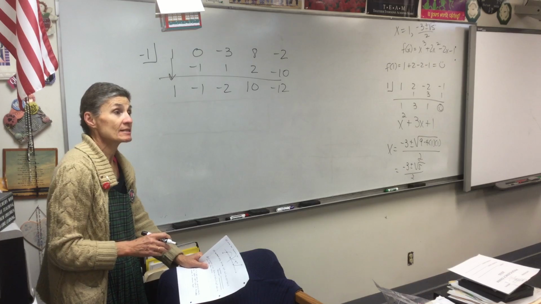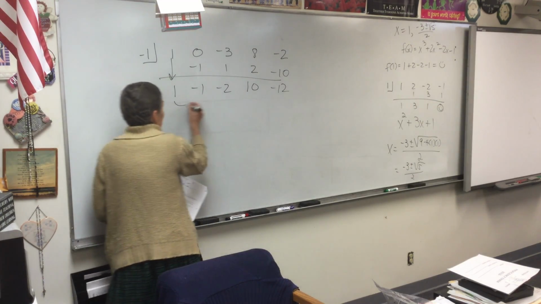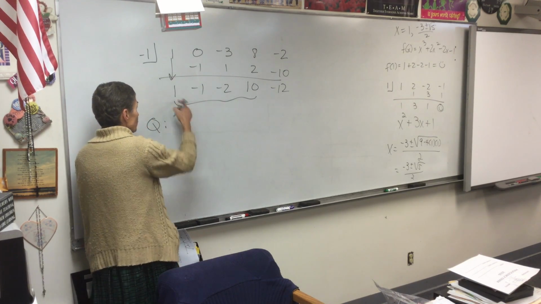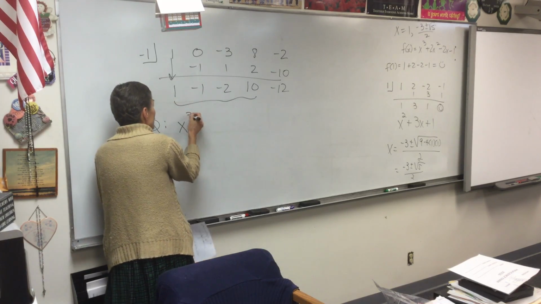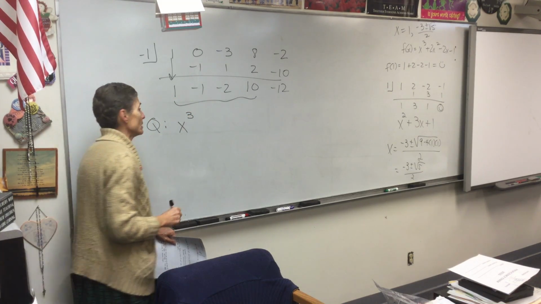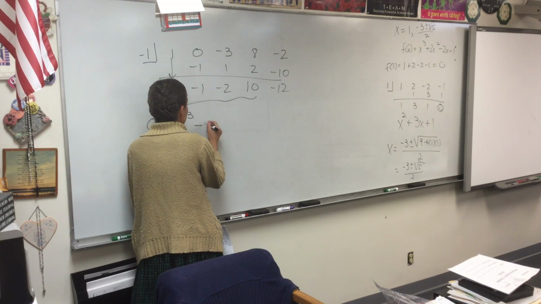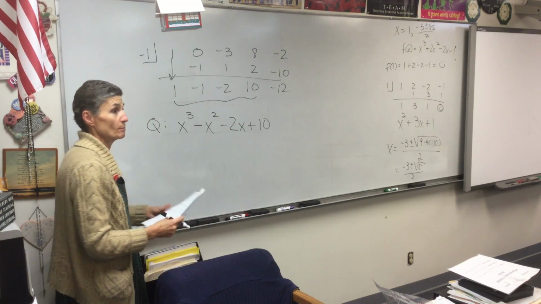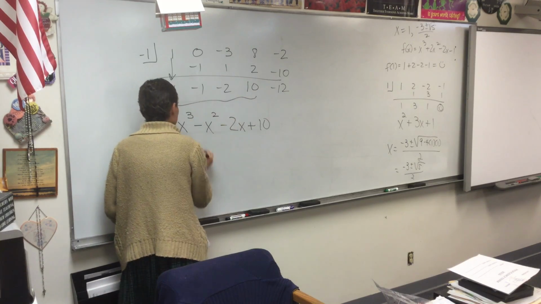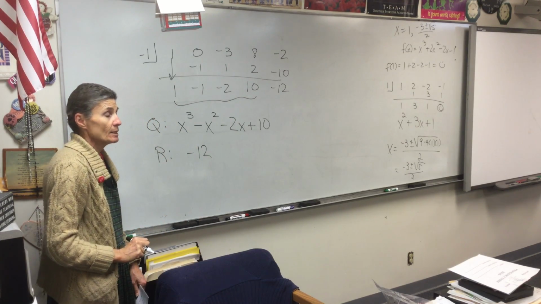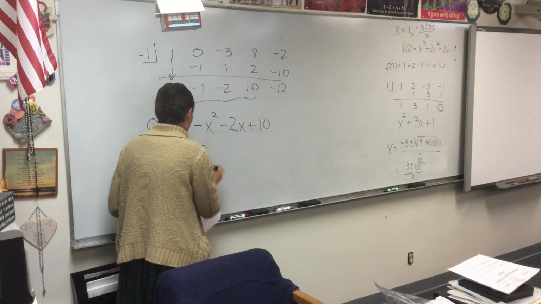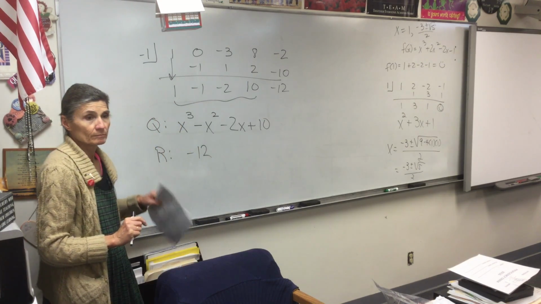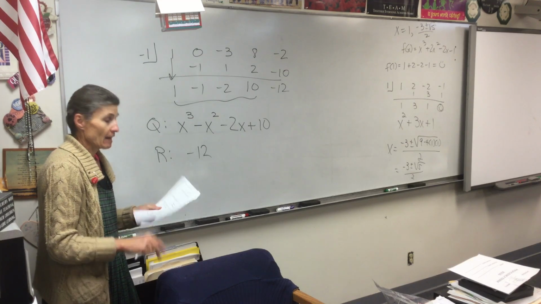So in the blank that says quotient goes this part. Well, what is it in this case? The quotient in this case is x to the what? Third. Always one less than the problem. So it's x cubed minus x squared minus 2x plus 10. That's what goes in the quotient blank. In the remainder blank, you can just put negative 12. If you want to put it over x plus 1, that's okay, but that's optional. You can just put negative 12. Everybody got that?